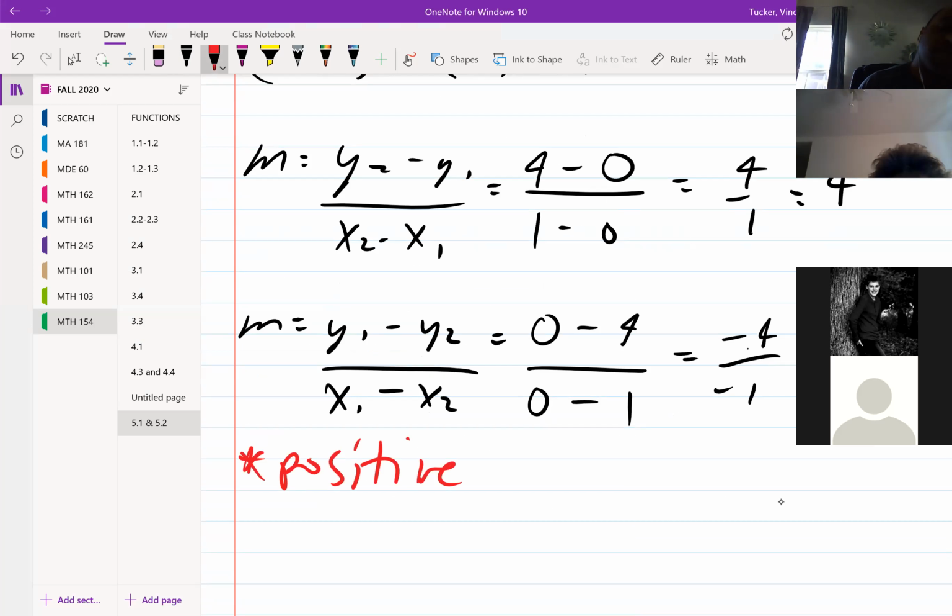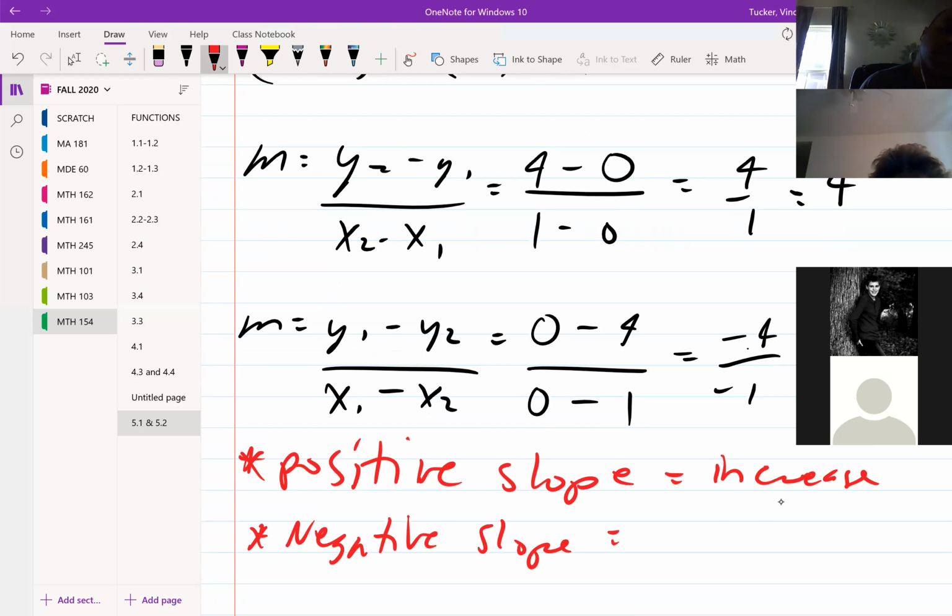Positive slope means increase. Negative slope, decrease. So we have a positive slope, so that means we'll be increasing. So that eliminates the first two options.